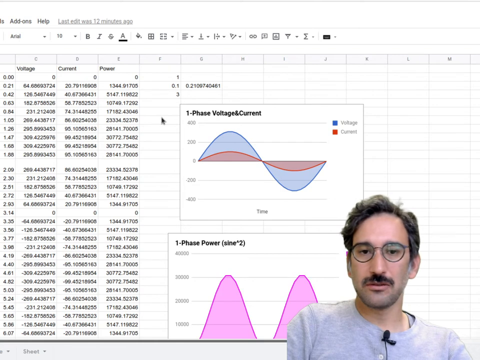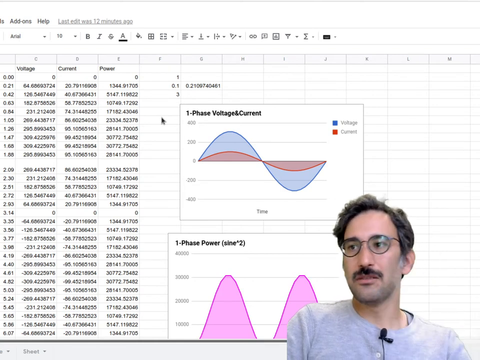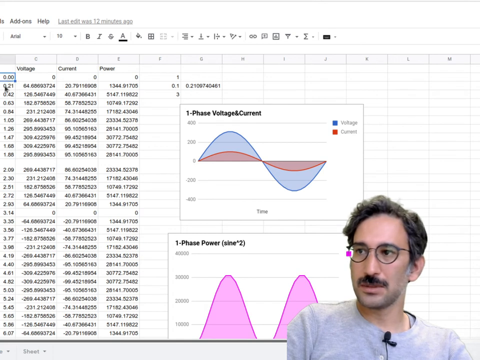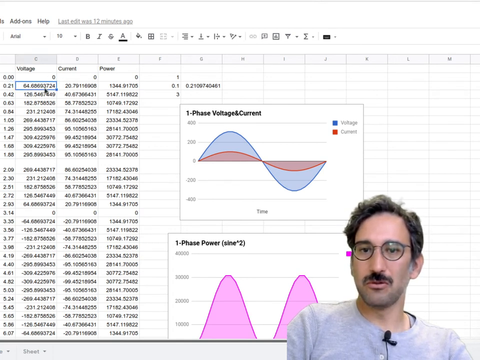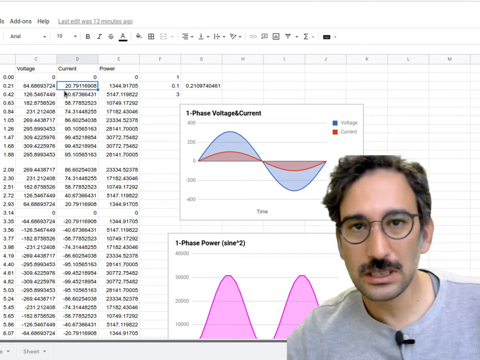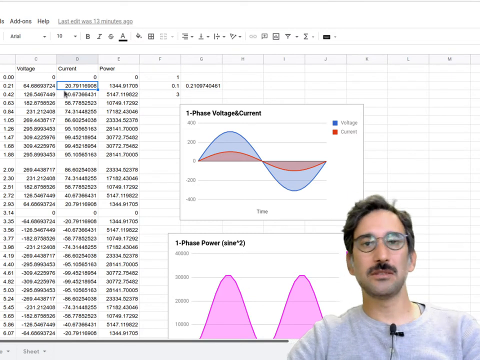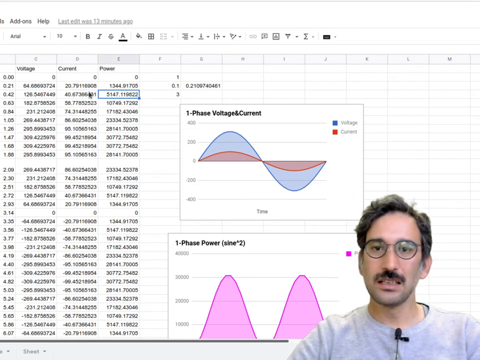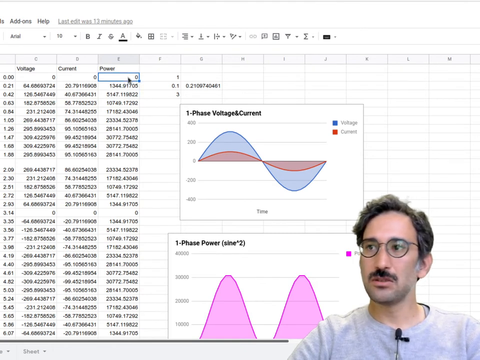So here in the first one, you have a single phase system. There's nothing fancy about it. There's some time axis, and here I just defined some voltage, and there's a current in phase with the voltage, but with a different magnitude. Again, nothing fancy. That is just the multiplication of the voltage and current, so it just gives you the total power.